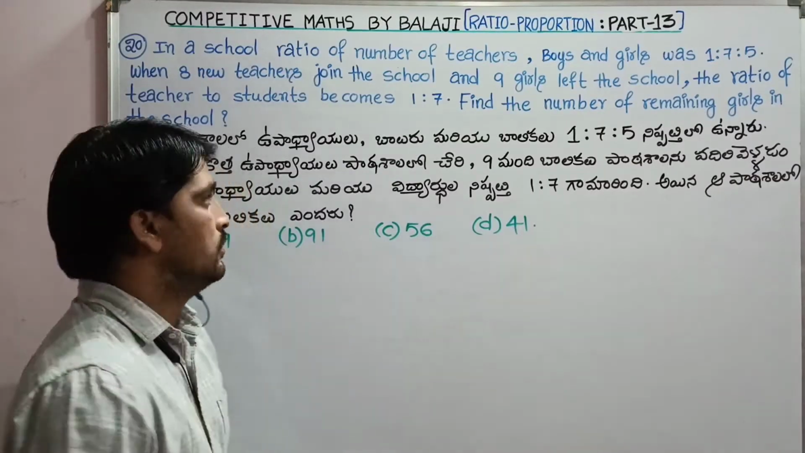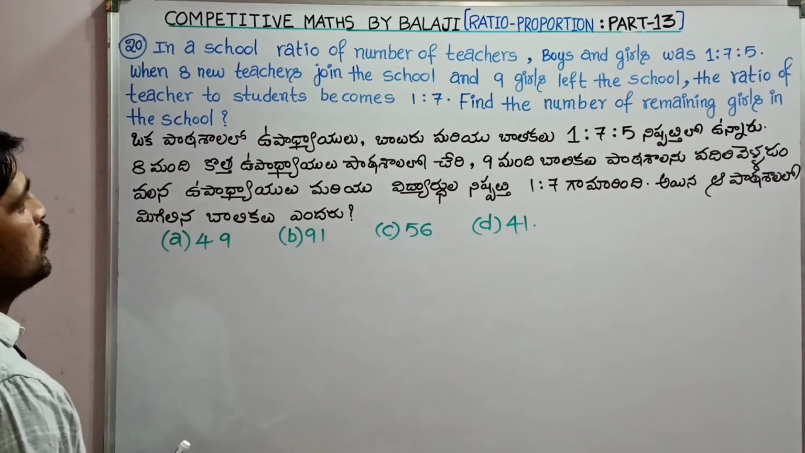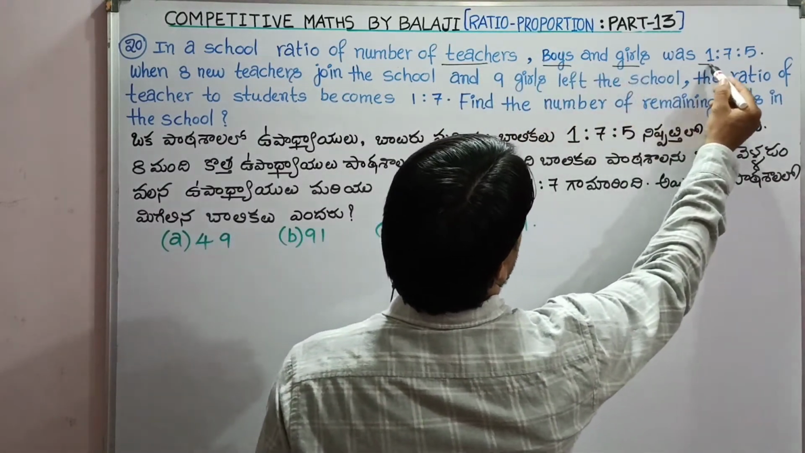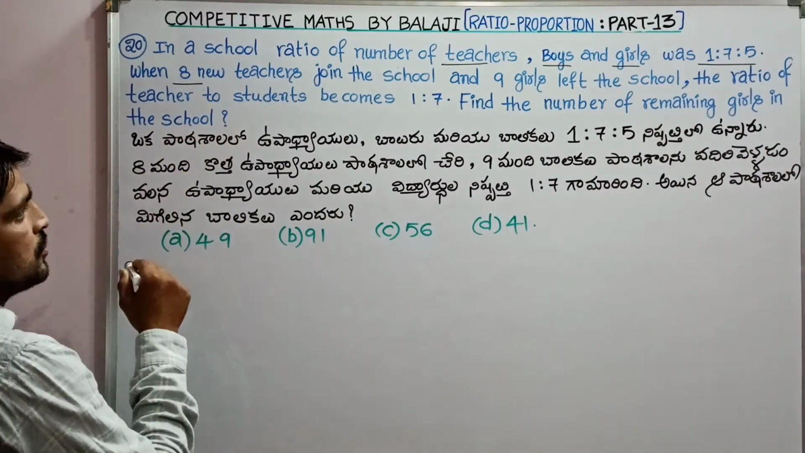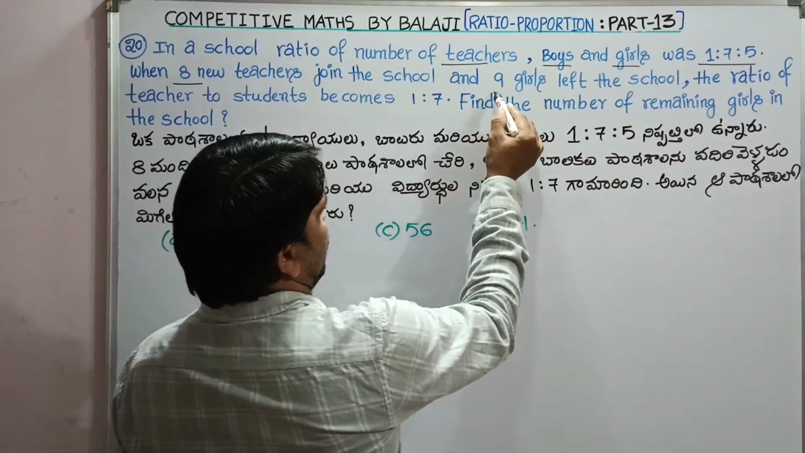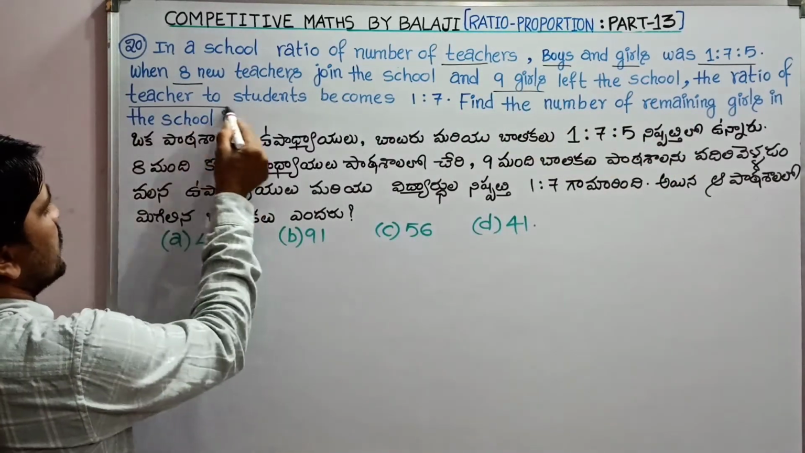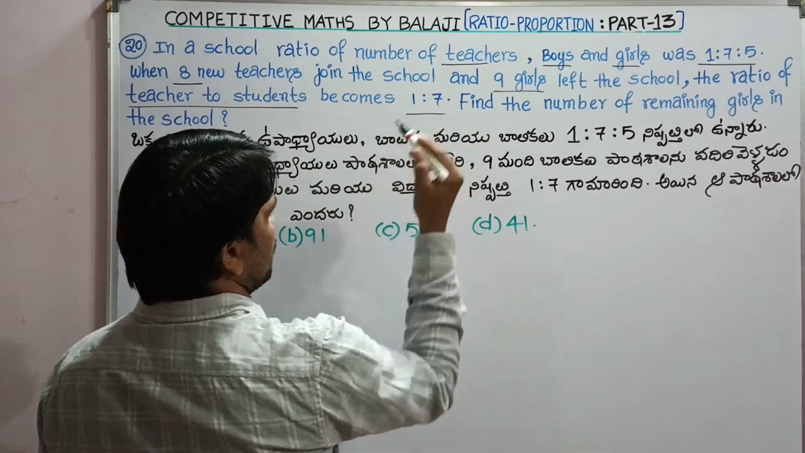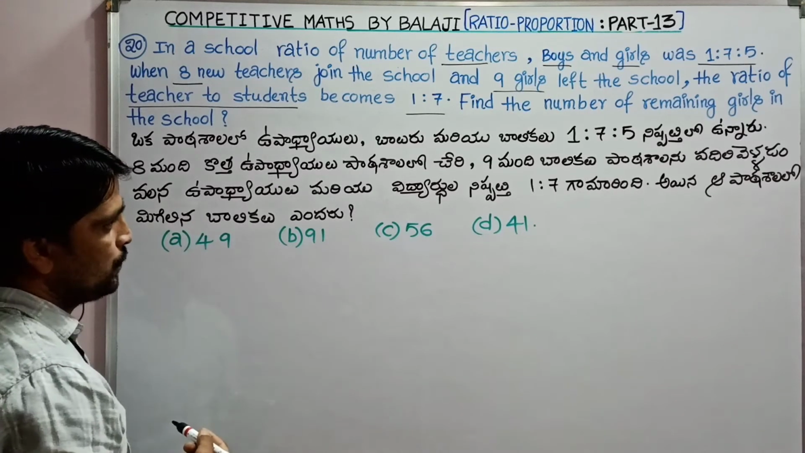Next question, 20th one. In a school, the ratio of number of teachers, boys and girls was 1:7:5. When 8 new teachers joined the school and 9 girls left the school, the ratio of teachers to students becomes 1:7. Find the number of remaining girls in the school.